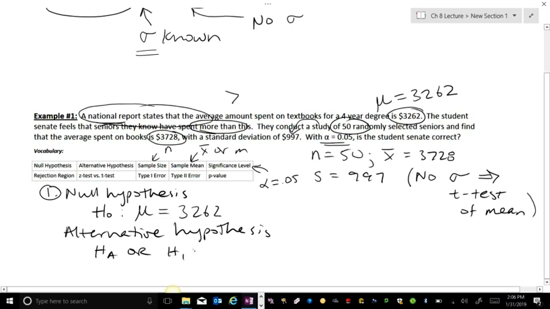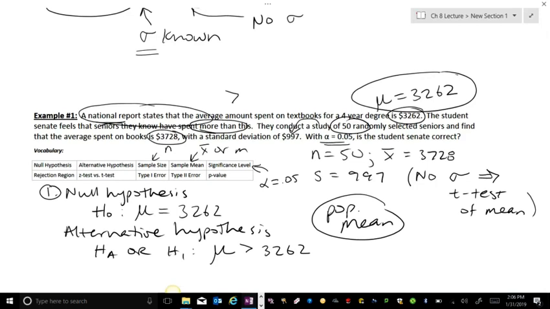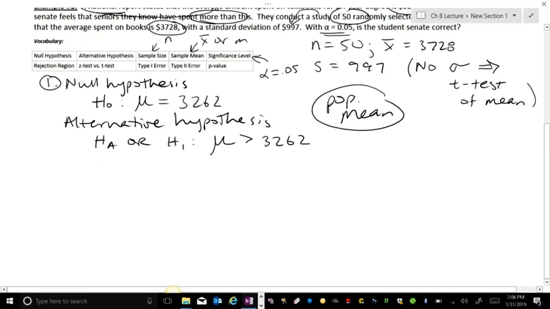So for that alternative hypothesis, we continue to use that mu. We actually think that that average is greater than 3262. Everything in this hypothesis is about the population mean. So it's really important that you're using mu throughout and that you're using the population mean given to you in the study. Okay, so we've got our two hypotheses, our null and alternative hypothesis. I'm going to put this together into a normal curve. So we want to go into step number 2, and step number 2 is to find the test value.